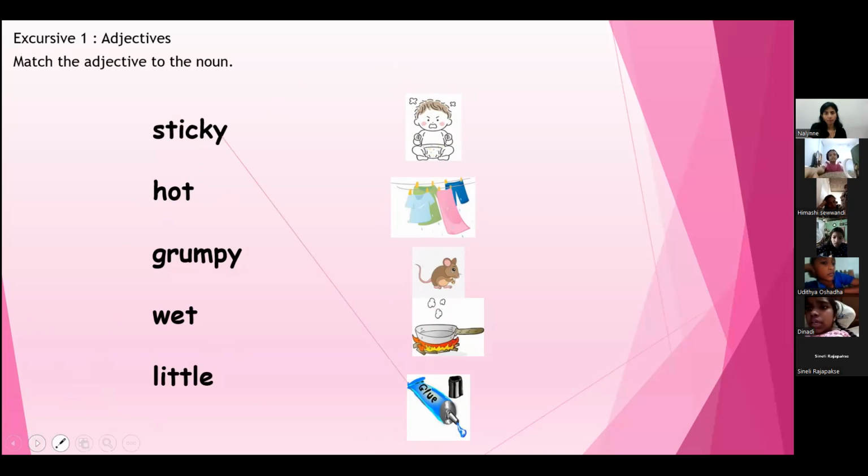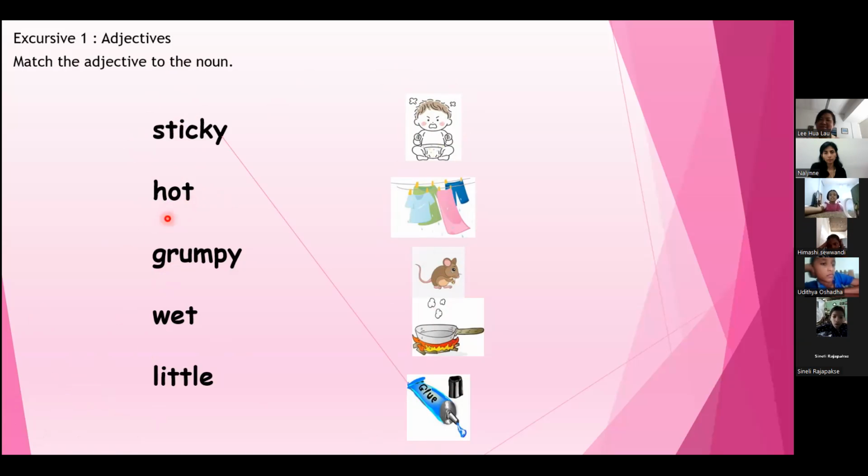All right. Yes. So glue is the noun. Sticky is the adjective, right? Sticky, glue. So that helps you to understand glue a little bit better. Right now, can anybody read this? Hot. Okay. So what would go with hot? The pan. Yeah. Hot pan. Very good. Well done. What is the next word?